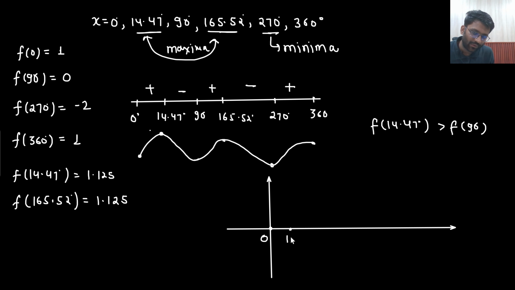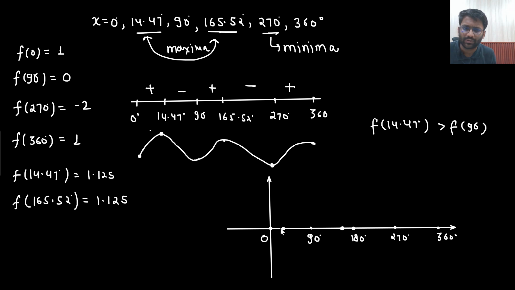0, 14.47 degree and 90 here, 180 degree here, 270 here, 360 degree here, 14.47 will be here, and 165.52 will be here. Okay, so let's get started.